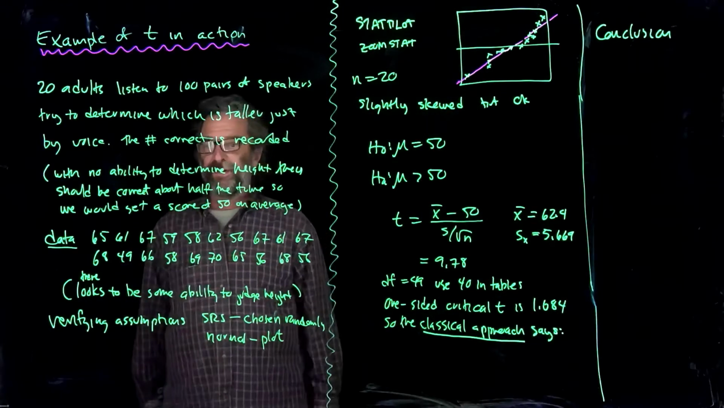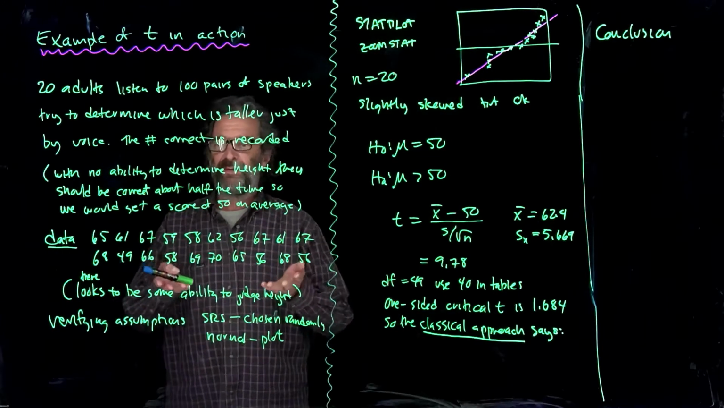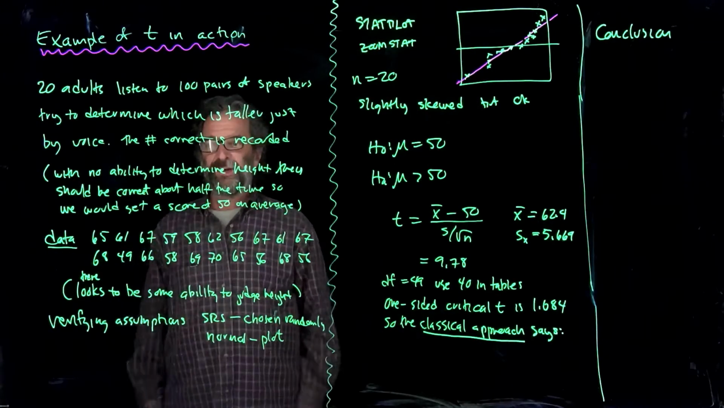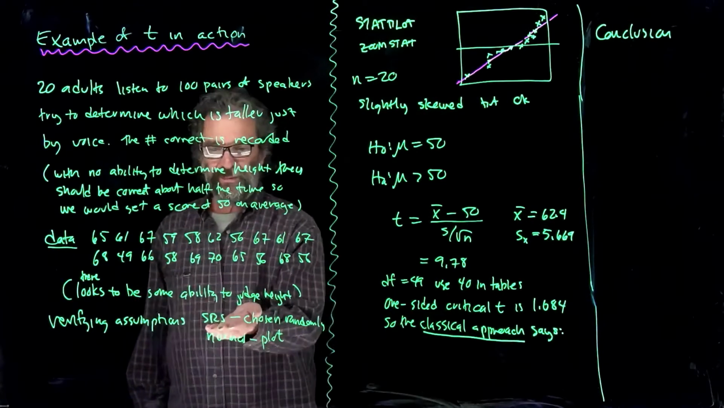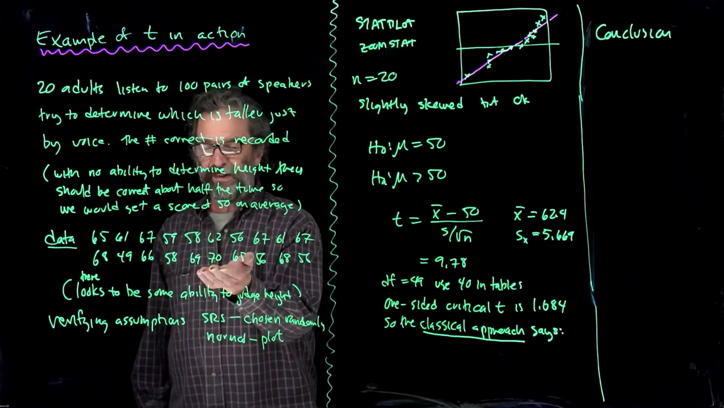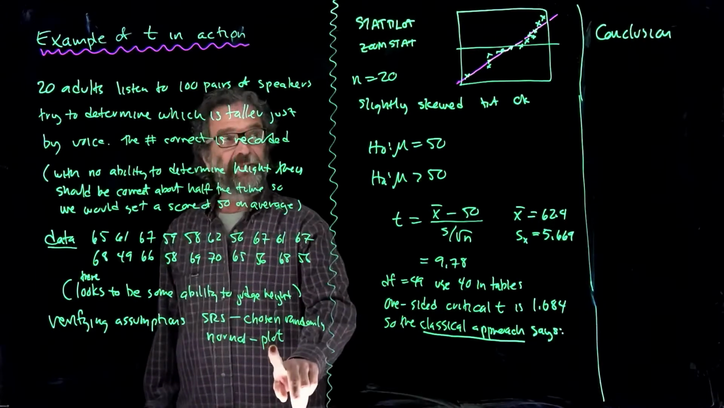Or these people might be college students, and maybe college students hear differently than ordinary people, so maybe it only represents college students, so that could be a problem. But simple random sample of some group, so this information represents the ability of some group. And then we need the normal distribution, so we'll do a normal probability plot.